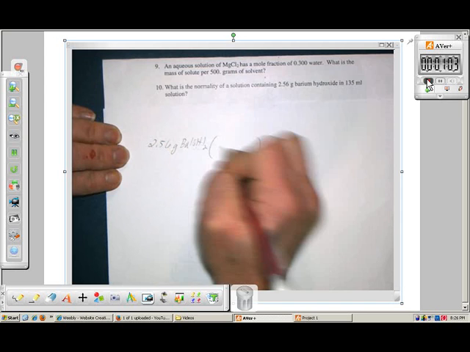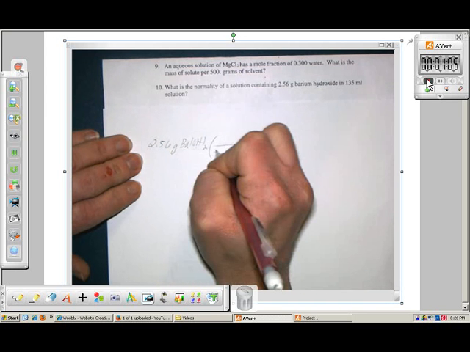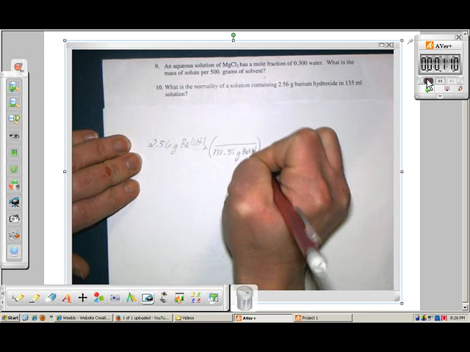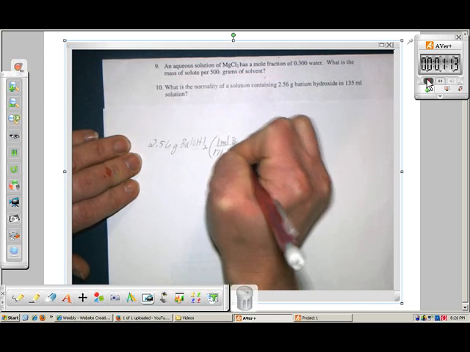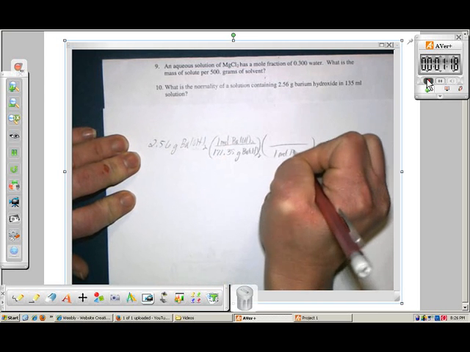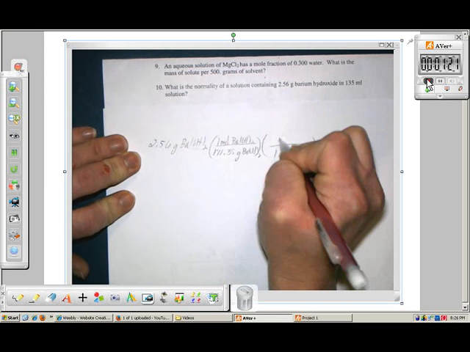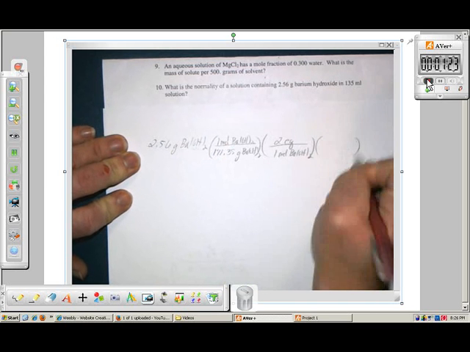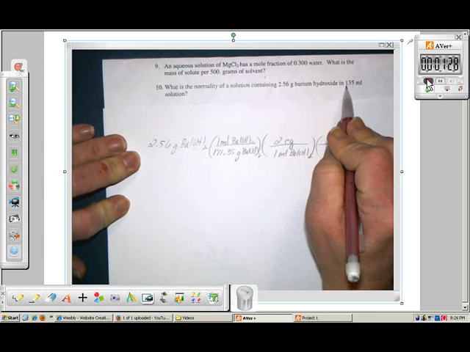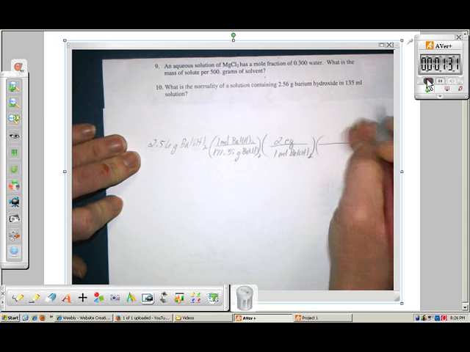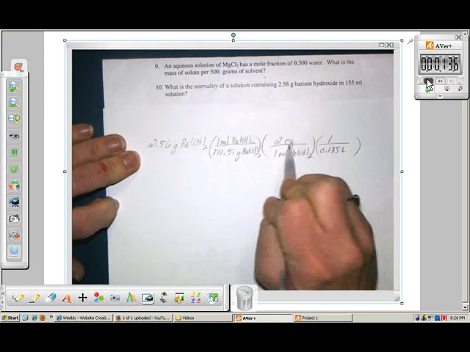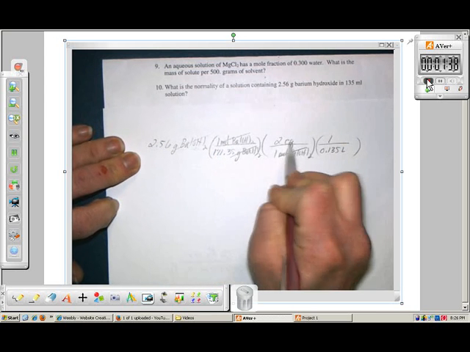So what I need to do is get to moles. And for barium hydroxide, 171.35 grams are in every 1 mole. And for every 1 mole, per our formula, there are 2 equivalents. And normality is equivalents per liter of solution. I'm given 135 mils. I can make that transition in my head. And so what I'll end up doing is canceling everything but equivalents per liter.